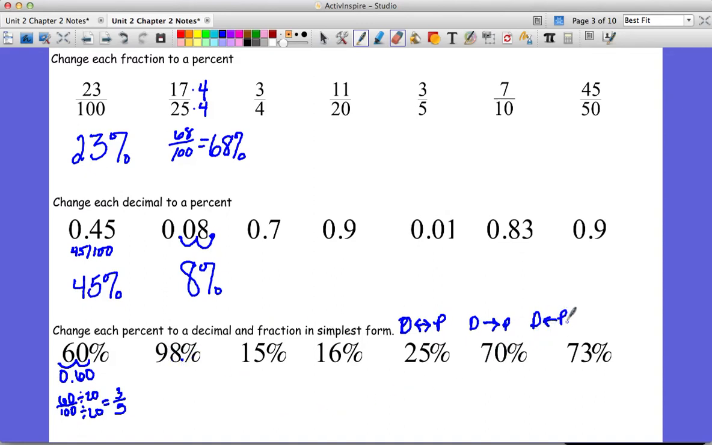So since we're going from a percent to a decimal, I move it 2 places to the left, and it gives me 98 hundredths. As a fraction, it's 98 hundredths. I can divide both of these by 2. I get 50 here. 98 divided by 2, 2 goes into 9 4 times. Minus 8 is 1. 2 goes into 18 9 times.